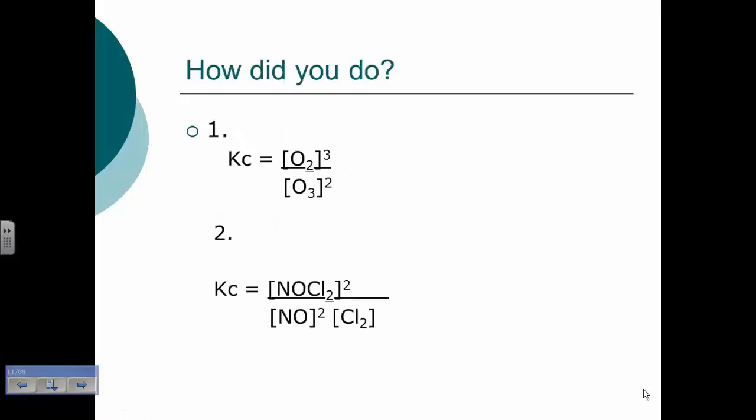How'd you do? In our first example, Kc, I'm using brackets because it asked me to represent the concentration equilibrium. Kc stands for brackets. Those represent molar units, capital M for molarity. We said the molarity of oxygen, molecular oxygen, O2, cubed, set over ozone squared. Products over reactants. Stoichiometry becomes the power with which we raise.